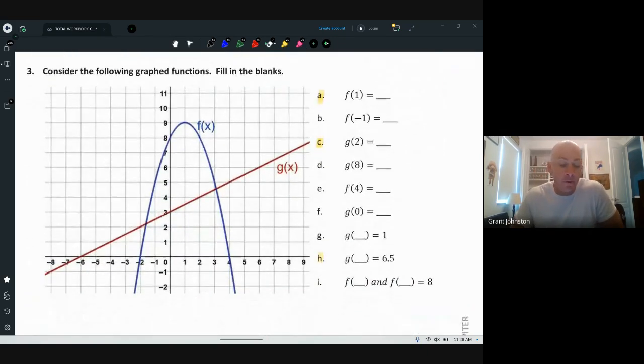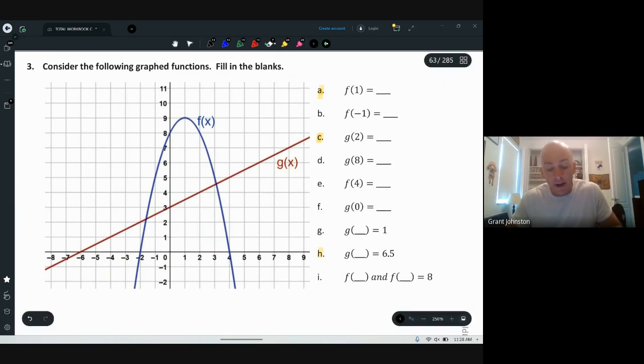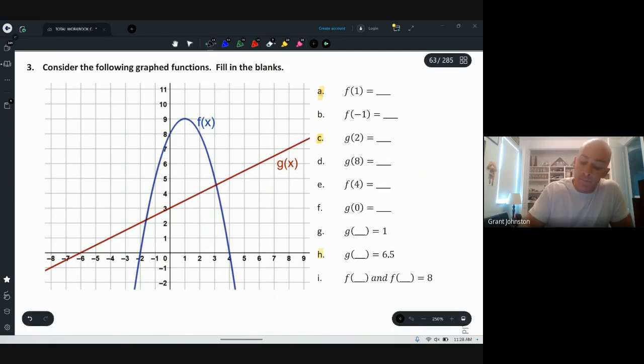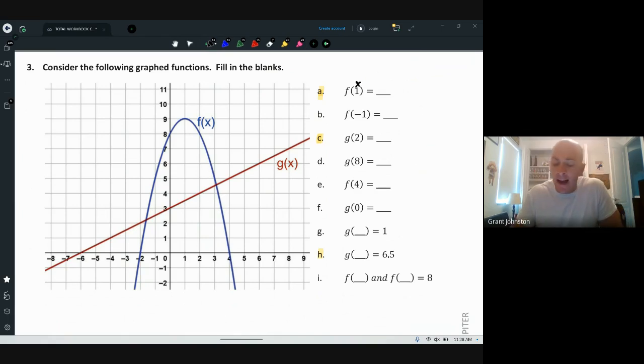Number 3 says consider the following graph functions. Now we're going to look at the graphs, fill in the blanks. So I'm going to do A. It says f of 1. So that means I'm going to be looking at the f function. The f is that curved one. That's called a parabola. You're going to learn about that later in the year. But it says f of 1. So remember, this is like our x, right? That's our input.